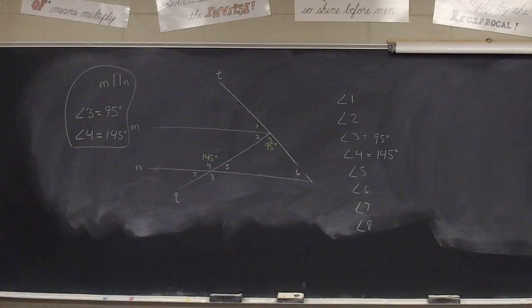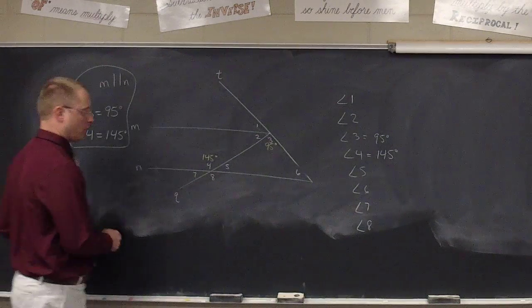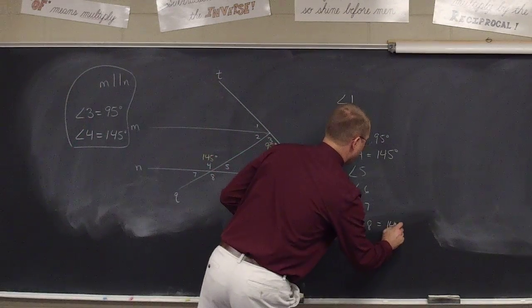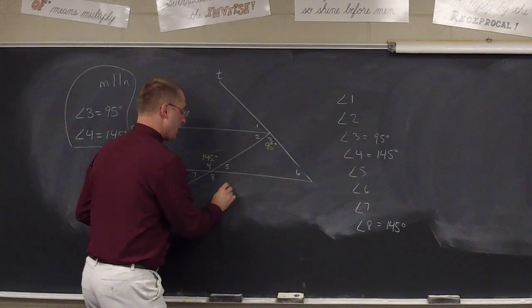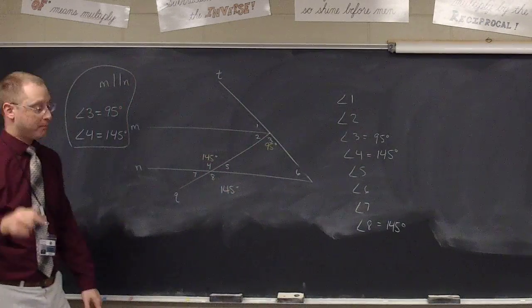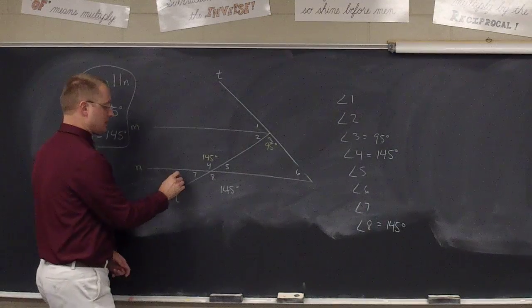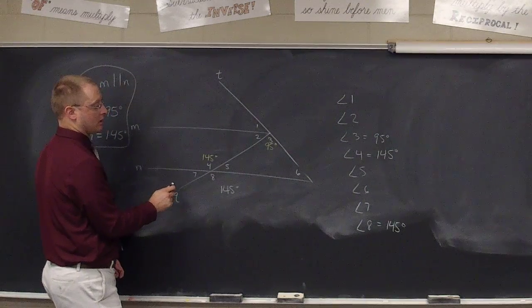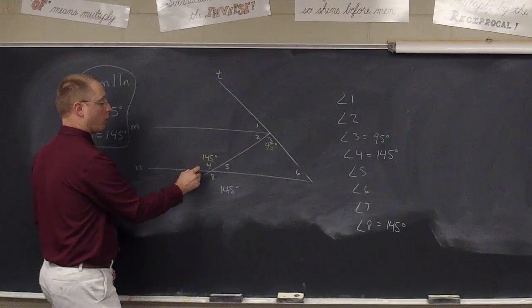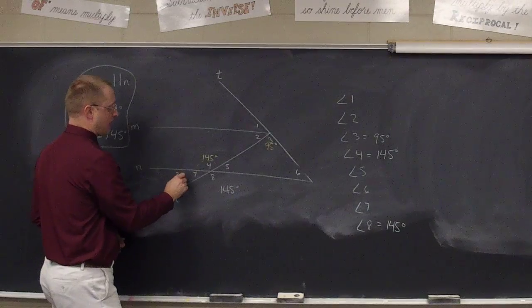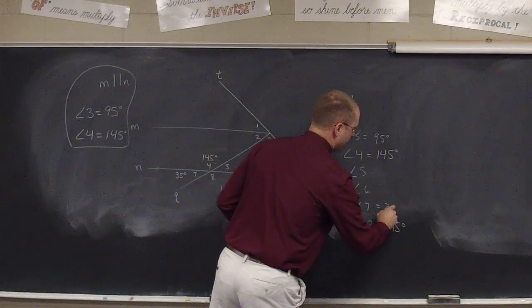All right, give me an angle that we can find right off the bat. Lana? Well, isn't 8 145? Good. Angle 8, the vertical angle, has to be 145 degrees. Another angle we can find right off the bat. Brandon? Angle 7 is 35 degrees. Okay, because it's the supplement of angle 4 or of angle 8, either way, so 35 degrees here for angle 7.